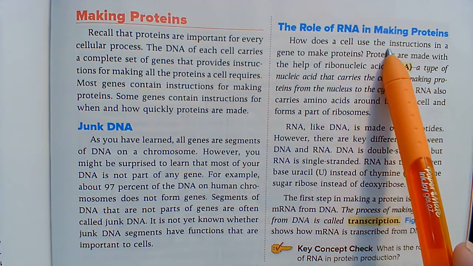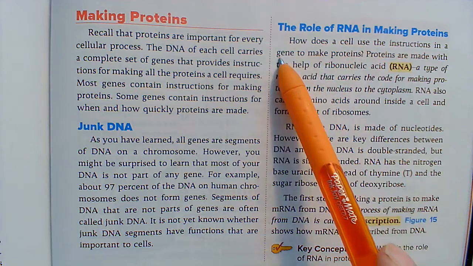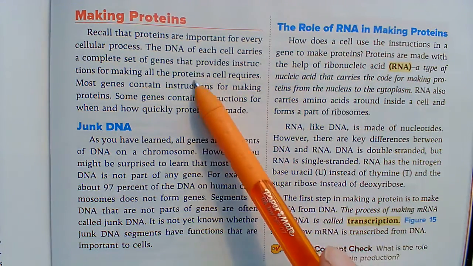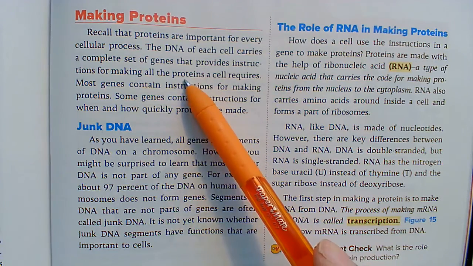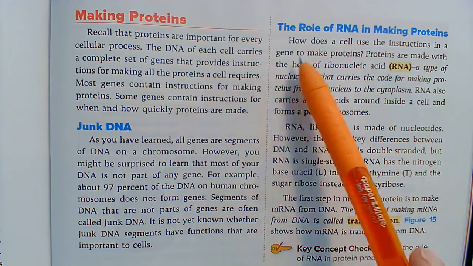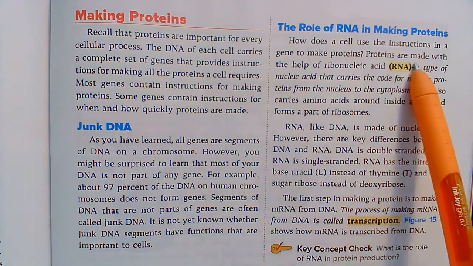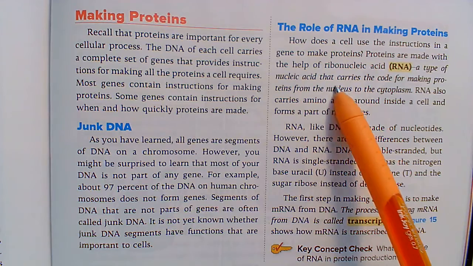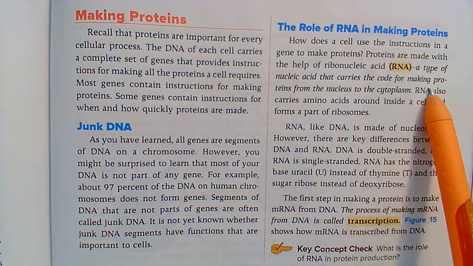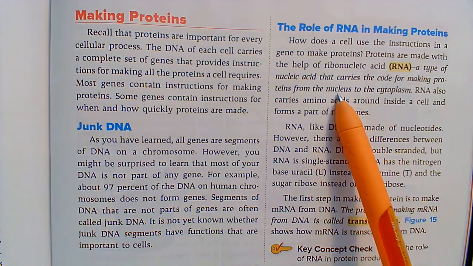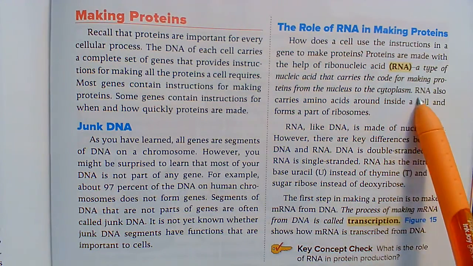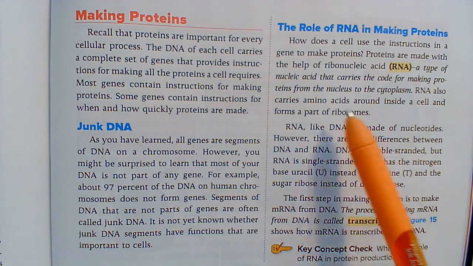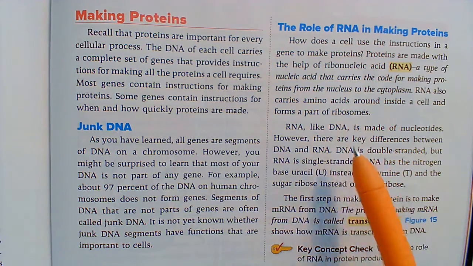How does a cell use the instructions in a gene to make proteins? So remember, we're talking about how do they use that recipe that's inside of the book, right? Grandma's recipe book. How are they going to use it? So proteins are made with the help of ribonucleic acid. It's a type of nucleic acid that carries the code for making proteins from the nucleus to the cytoplasm. So RNA also carries amino acids around inside a cell and forms a part of ribosomes.